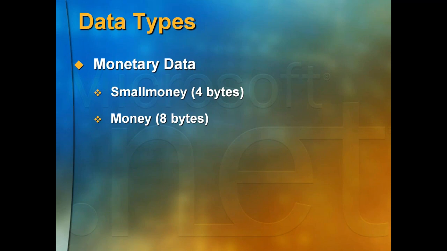Now, to store currency, we have smallmoney and we have money. We should not use decimals and everything. Clear? Because money should have more accuracy. So definitely, smallmoney is 4 bytes. You can accommodate up to millions of dollars.